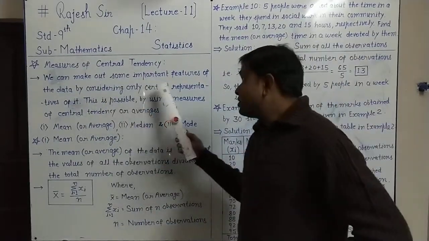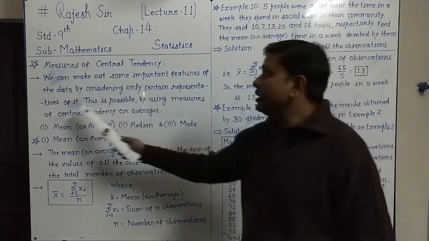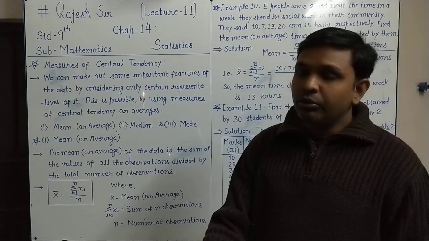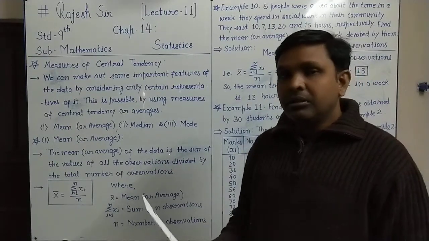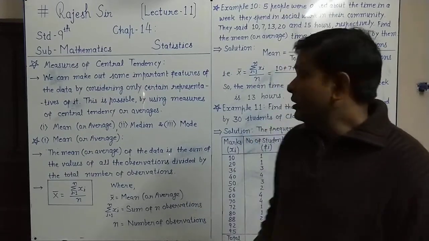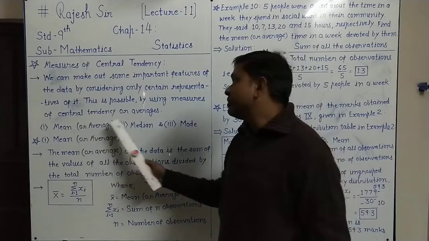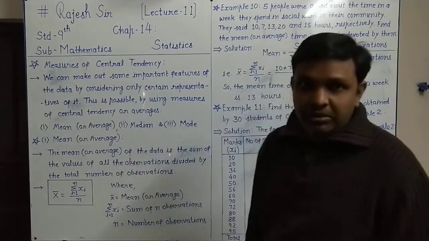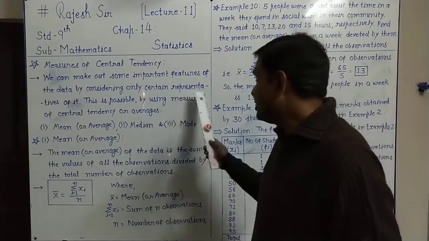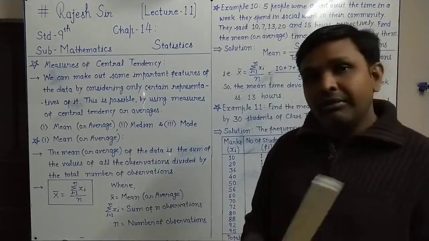We can make out some important features of the data by considering only certain representatives of it. Only one representative you write, and the idea about the data, the conclusion of the data you can achieve. So this is possible by using measures of central tendency or averages. This type of representatives are called measures of central tendency or averages.